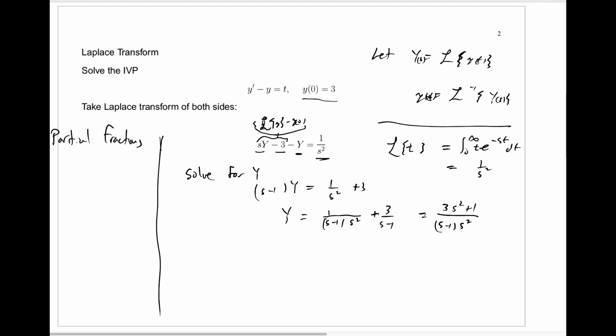We have this function 3s squared plus 1 over a denominator which is s minus 1 times s squared. Now, the denominator is already factored because the first step in the partial fractions method is always to factor the denominator. And notice here the numerator has smaller degree than the denominator, because what I said before wasn't exactly true. If the numerator had a higher degree or even equal degree to the denominator, then the first step would be to do some sort of polynomial long division. But we're okay here. The numerator has smaller degree than the denominator, and the denominator is factored.